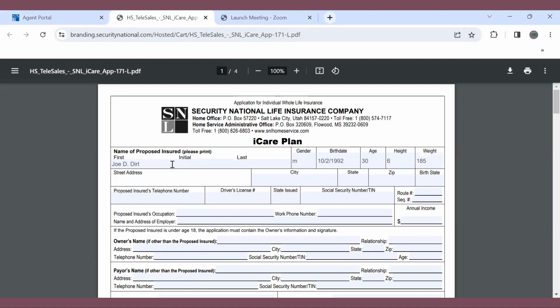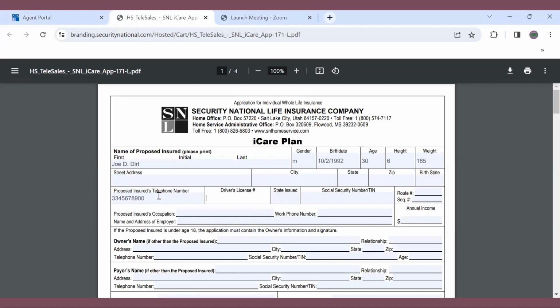Next is his address, in which we would put his street address, his city, state, zip, and his birth state. We would also need to have Joe's telephone number. And so you'd have his telephone number there and his driver's license number, the state his license is issued in, and of course his social security number.